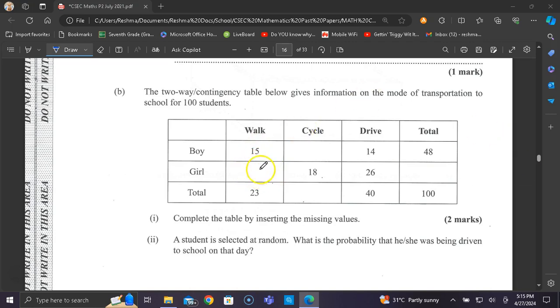Let's look at the first missing value, the number of girls who walk. If we subtract 15 from 23, that will give us 8 girls who walk. Then let's look at the number of boys who cycle. 15 walk and 14 drive, so 15 and 14 is 29. So 48 minus 29 will give 19.